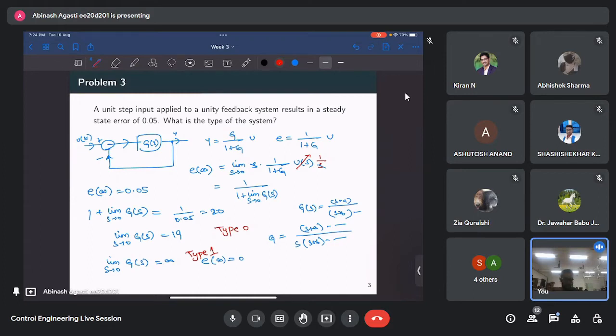It might be very small, like 0.05, but that error will persist. But if I have an integrator, that error will die down. So is this clear how we derived the steady state error formula and stuff?